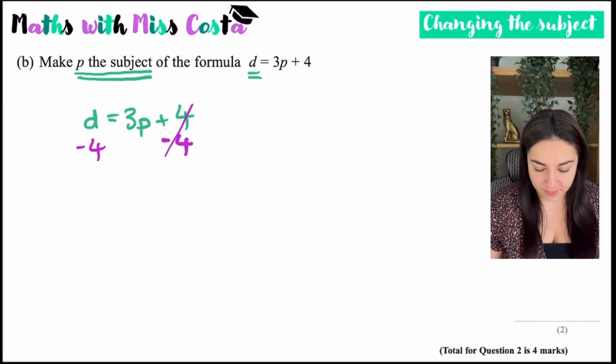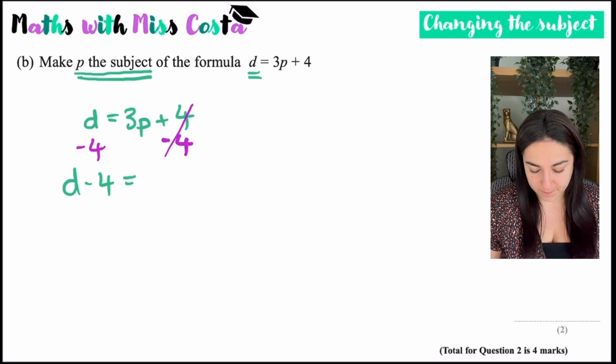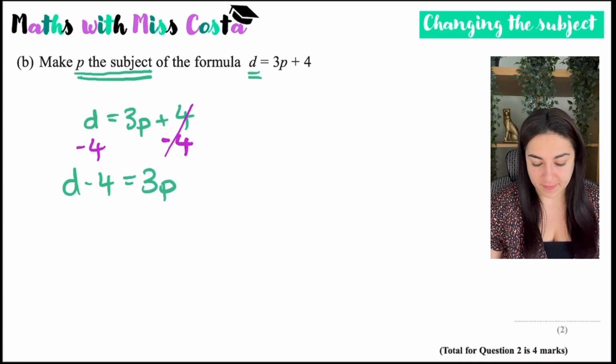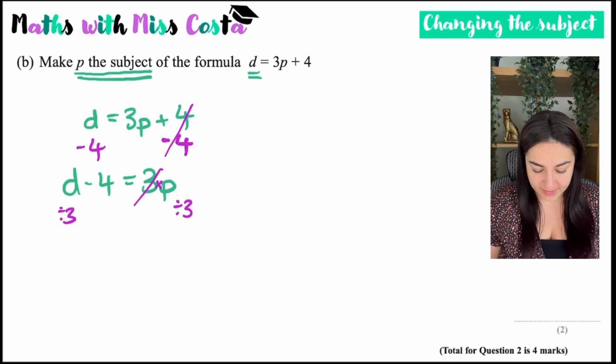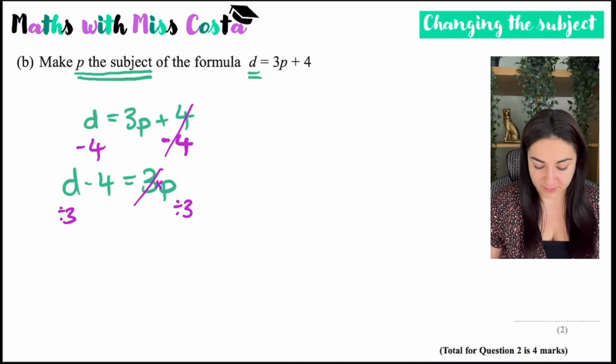So I'd be left with d take 4 equals 3p. And then the last bit, what does 3p mean? It means 3 is being multiplied by p. So therefore, to do the inverse, I'm going to have to divide by 3. That would cancel this out on this side. And whatever I do to one side, I have to do to the other.